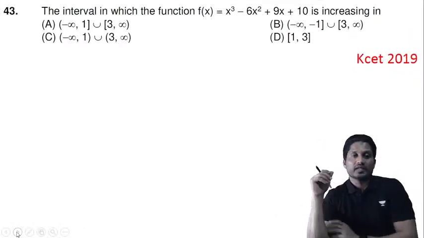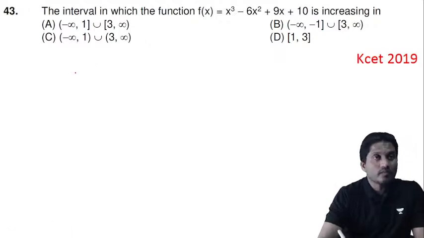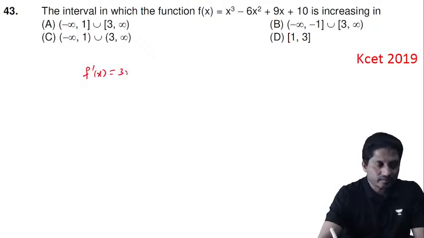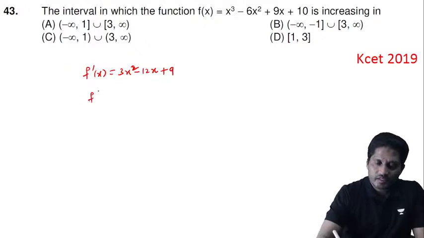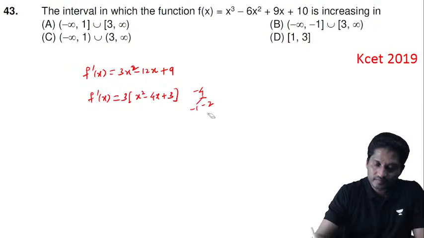The interval in which the function is increasing. Alright, what is f dash of x now? F dash of x is equal to 3x square minus 12x plus 9. F dash of x is equal to, if I take 3 common, it is x square minus 4x plus 3. If I split the middle term, it is minus 1 minus 3.